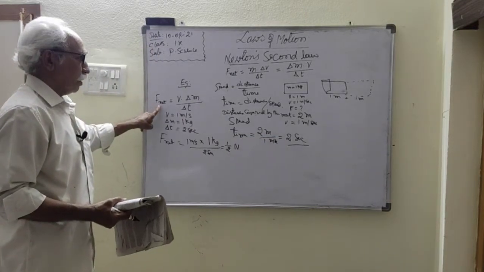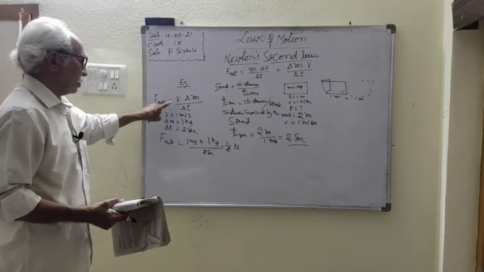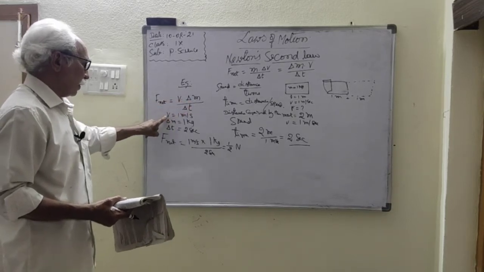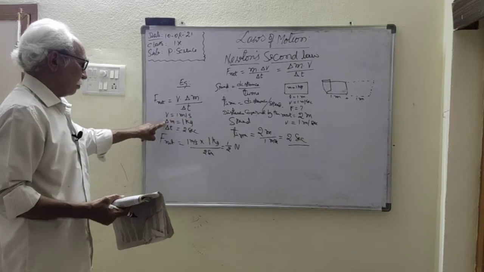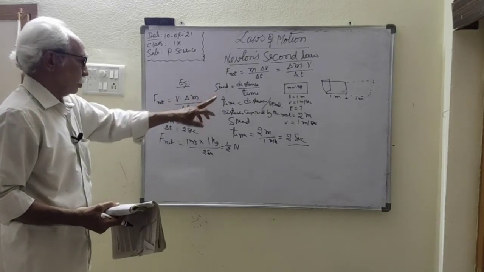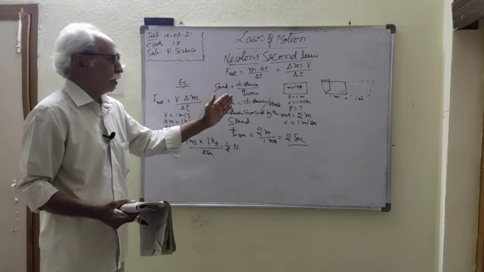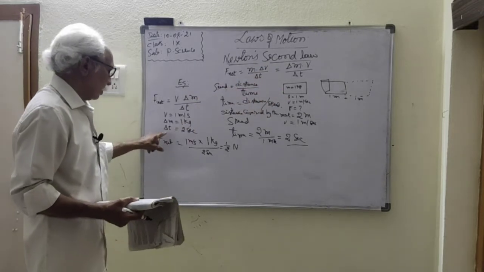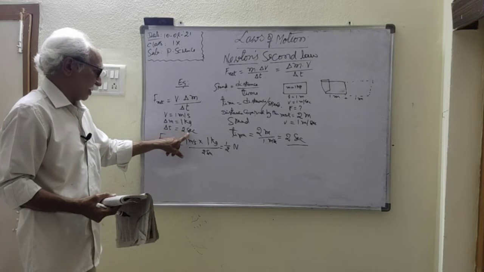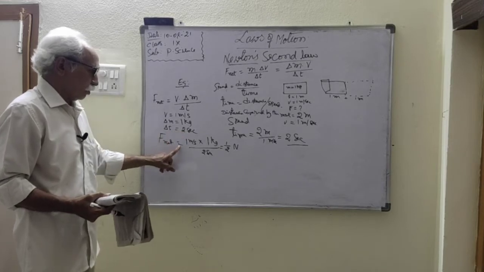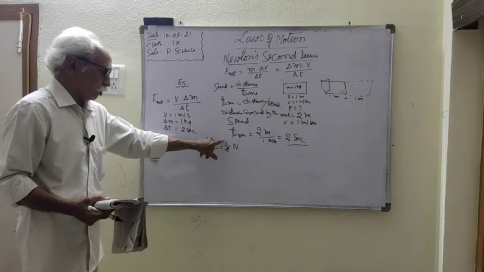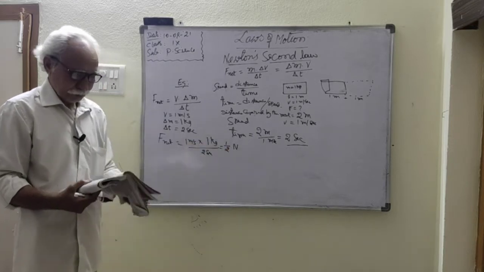Now let us calculate the net force, which is speed into variable mass by time. Speed is 1 meter per second. The mass changes only to 1 kg, because the mat only changes position. So the total mass of the mat is 1 kg, and time is 2 seconds. So the net force is equal to 1 meter per second into 1 kg by 2 seconds, which is equal to 1 by 2 newtons.